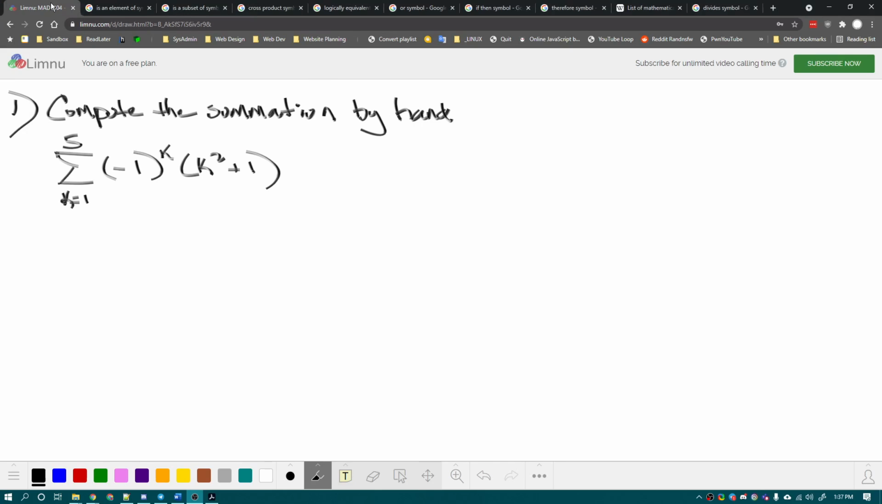Okay, guys, this is exam 3, question number 1. Compute the summation by hand. The summation from k equals 1 to 5 of negative 1 to the k times the quantity k squared plus 1.